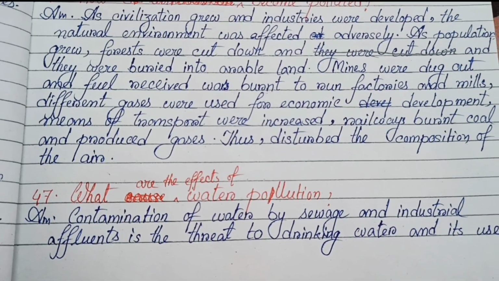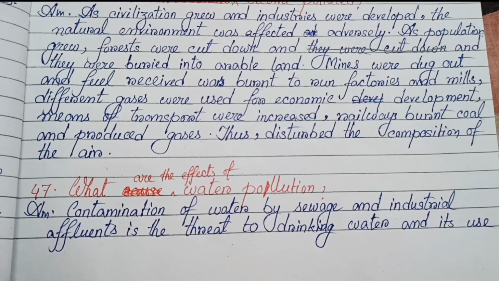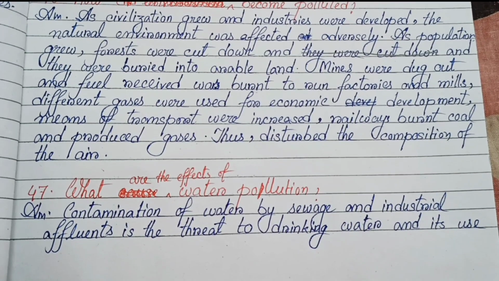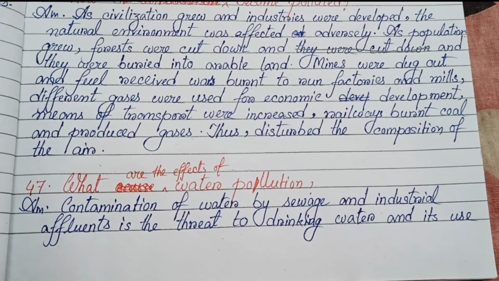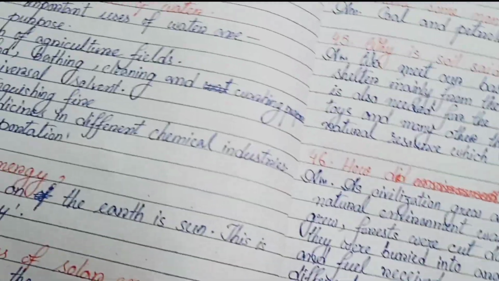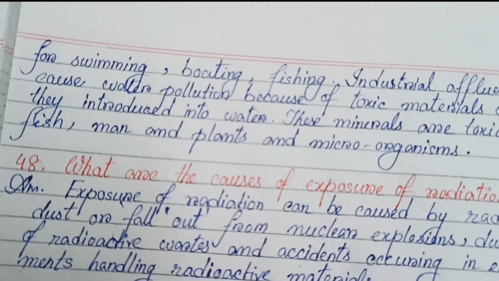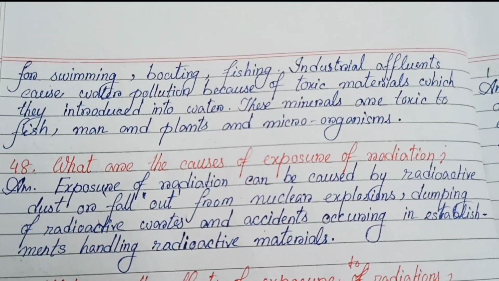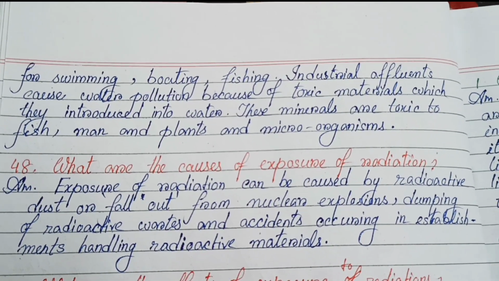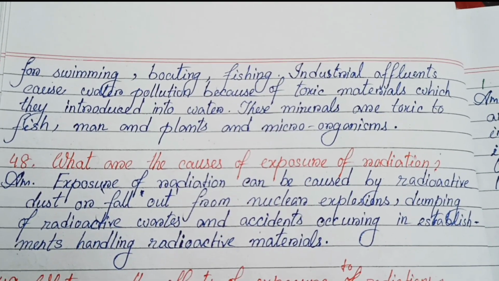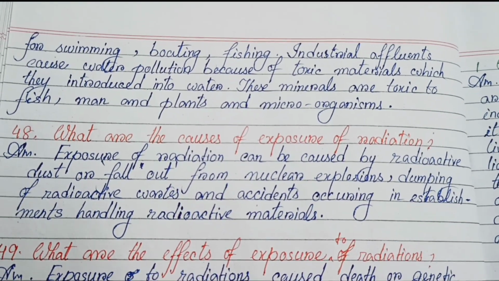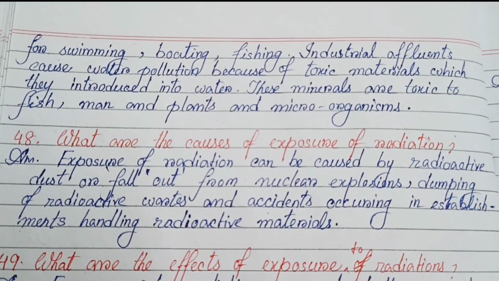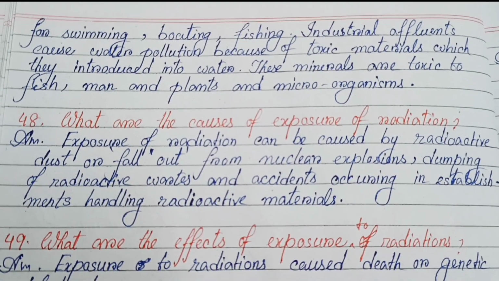Number 47. What are the effects of water pollution? Contamination of water by sewage and industrial effluent is a threat to drinking water and its use for swimming, boating, fishing. Industrial effluents cause water pollution because of toxic materials which they introduce into water. These materials are toxic to fish, man, and plants and microorganisms.